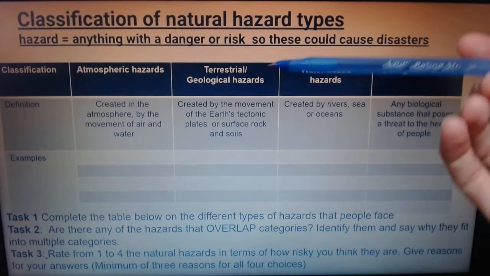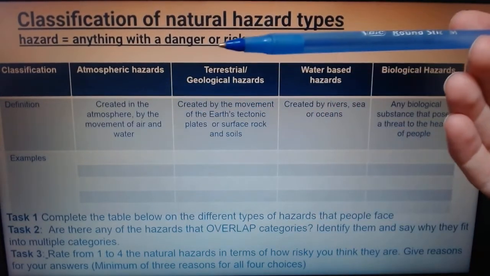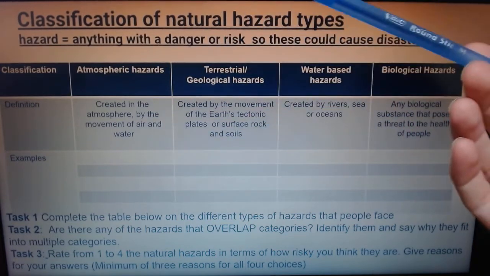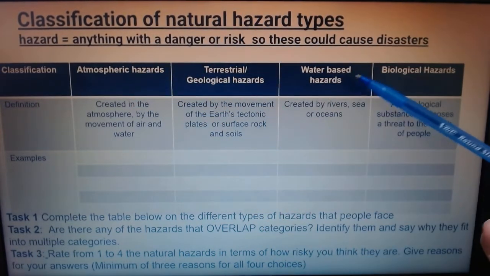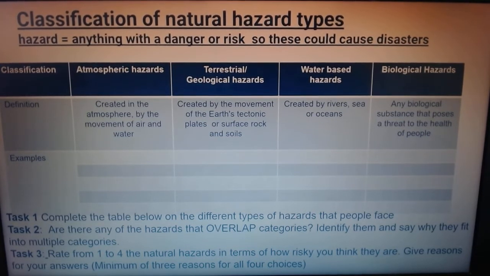So if you say atmospheric hazards are the most dangerous, why? I want some reasons for your choice of putting that as number 1. Water-based is number 2. Why? Give me some reasons. All right, so that is your homework. It should consist of this table and then some work below it. The due date will be a week from today, just a week from today when you see the video. It's on Plus Portal also.